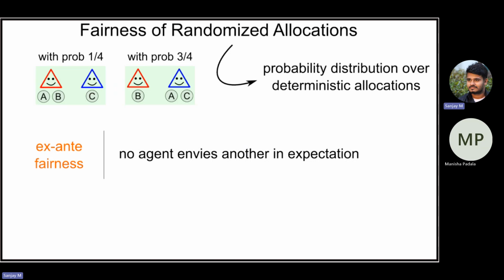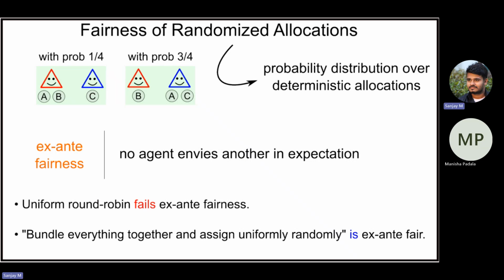Why ex-ante? Ex-ante means before the coins are tossed, meaning stuff that is happening in an expectation sense. You have not tossed the coins and looked at a realization. You are thinking of before the coins are tossed. Economists like to speak in Latin, so they give these fancy names to fairness properties. Okay, so this is a desirable fairness property, ex-ante fairness. No one should envy another one in expectation. As we saw before, the uniform round robin idea does not satisfy this ex-ante fairness property. But that does not mean it cannot be satisfied.